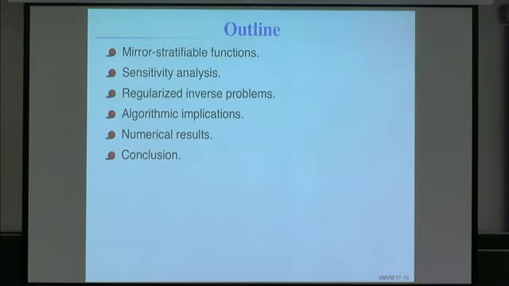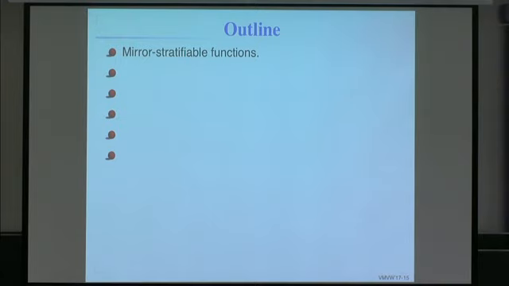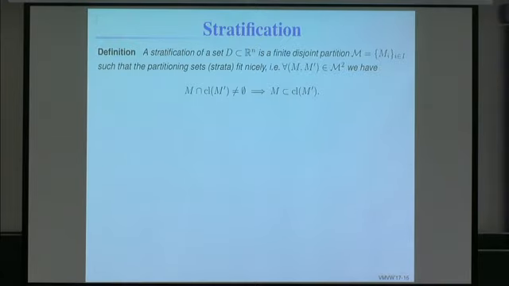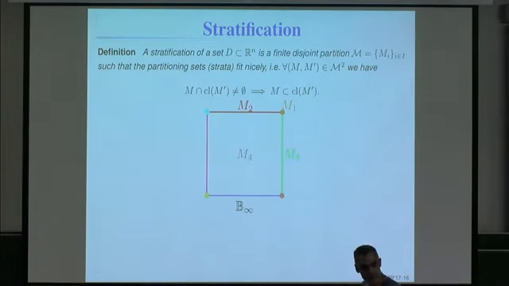Okay, so the outline. Let's start with the main notion of this work, which is mirror-stratifiable functions. First of all, I'm going to define a stratification. If you take a subset D of Rn, and if you take a finite disjoint partition of this set into sets, let's say Mi, for i belonging to some finite set I, such that the partitioning sets, what we call strata, fit nicely. What does it mean? It means that if you take M and M prime, and if M intersects the closure of M prime, then necessarily M is in the closure of M prime.